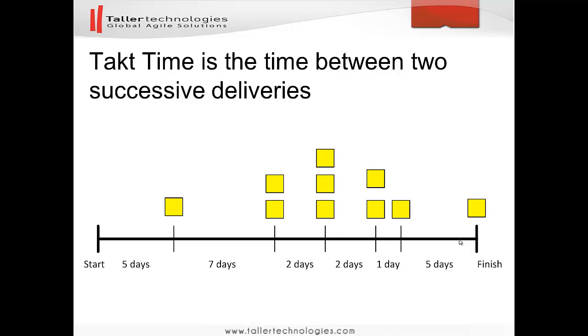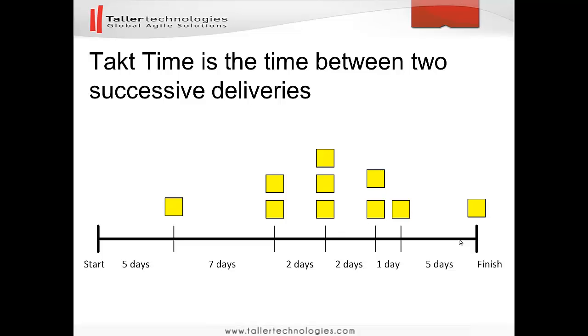Here is a simple diagram presenting the delivery rate for a fictitious project. Each delivered work item is represented by a yellow box. On the left we have the start date for the project, and on the right we have the end date. We can see that 5 days after the project started, the first work item was delivered. Its takt time then is 5 days.